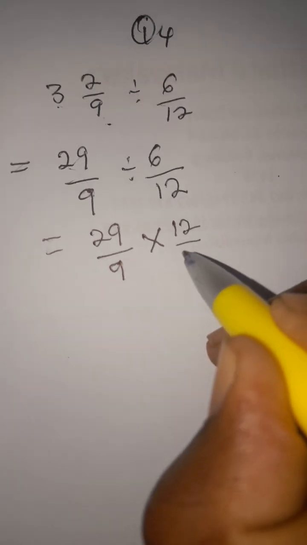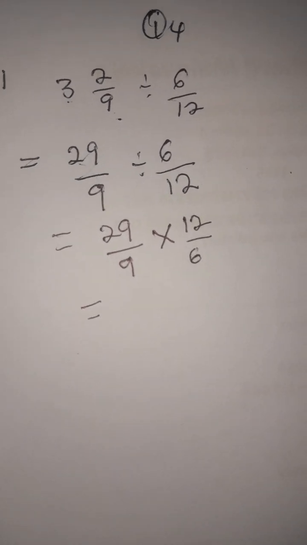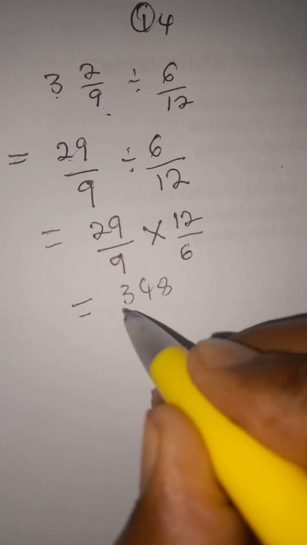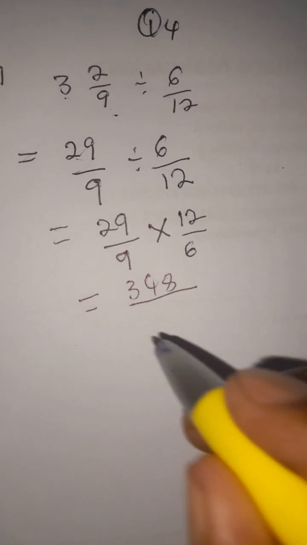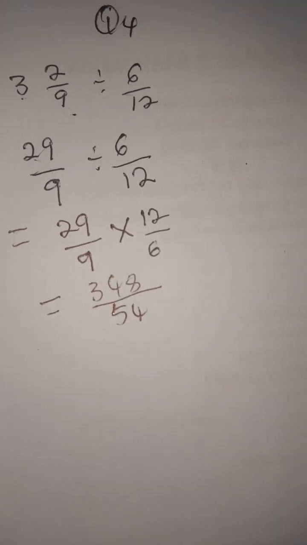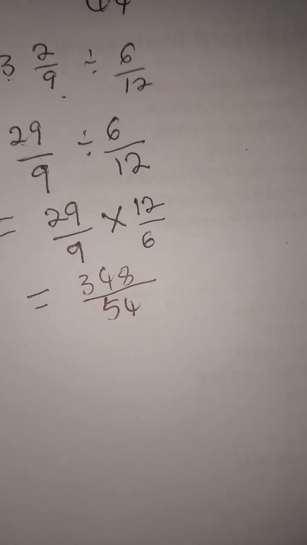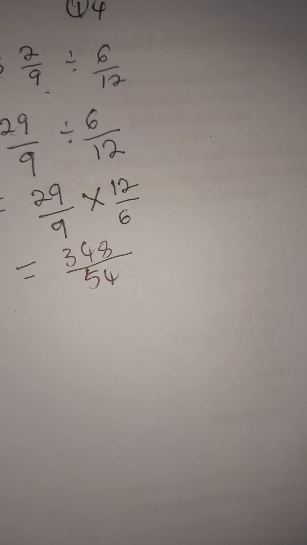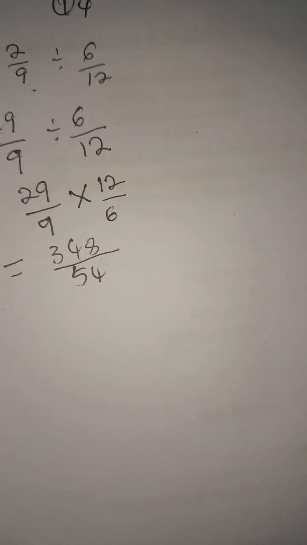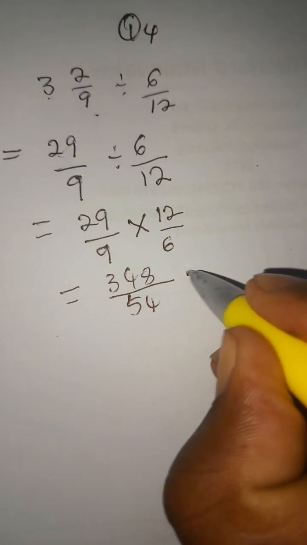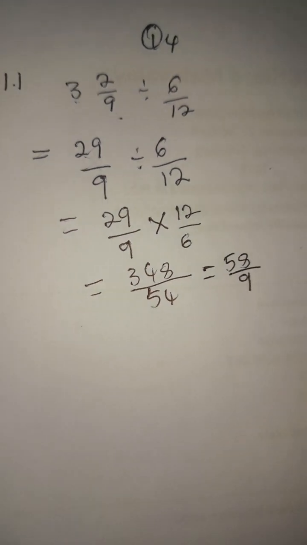Then we can simplify this fraction by saying 29 all over 9. Since division becomes multiplication, we take the reciprocal, the inverse: the numerator becomes the denominator and the denominator becomes the numerator. So in other words, it's going to be 12 over 6. So what am I going to do? I will simplify further by saying 29 times 12, what is that? That is 348. And what is 9 times 6? That will be 54. So I'm going to punch my calculator. 348 divided by 54, that will be 58 all over 9, right? So that will be your solution, 58 all over 9.